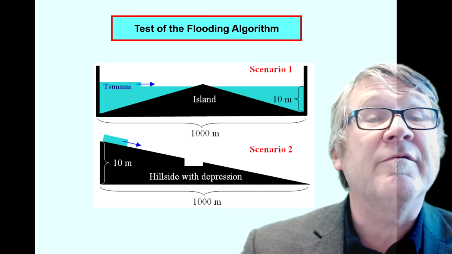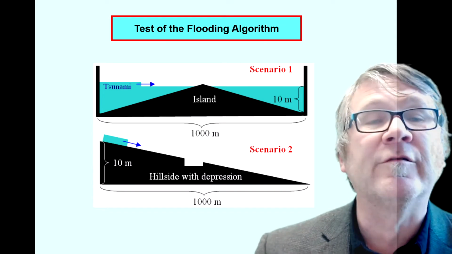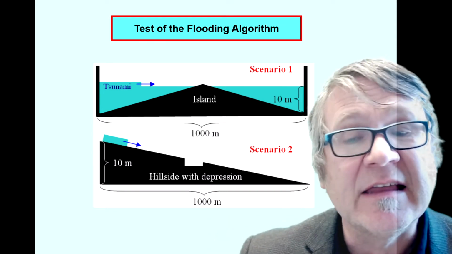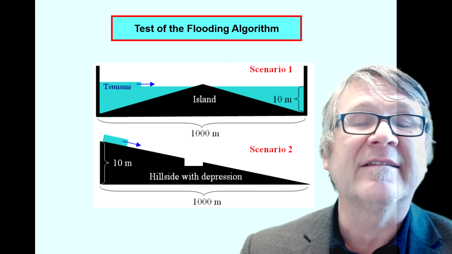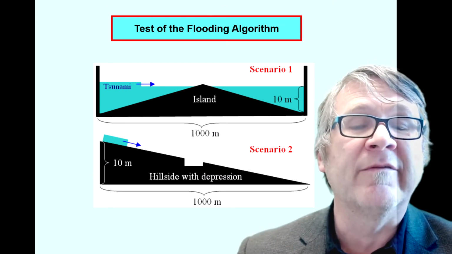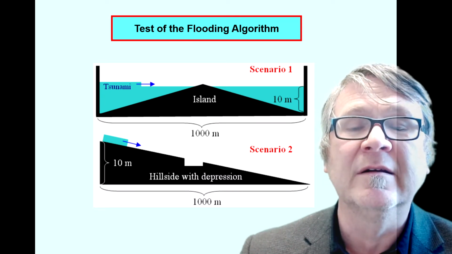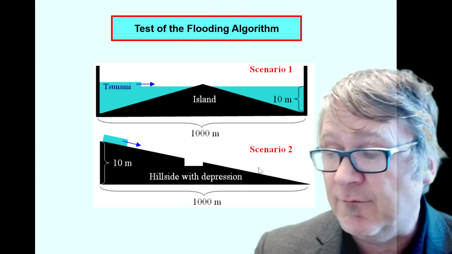The second, even more extreme example is one where you have water on a hillside. So everything is land except for a little blob of water that you start here on the top of a hillside, which also has a depression. There's a little hole in here. This is scenario 2. Let's have a look at the first scenario first.